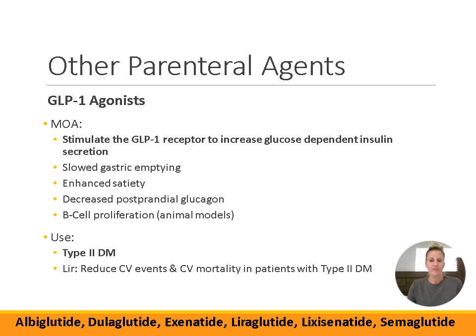Another class of parenteral agents that can be used in diabetes, specifically in type 2 diabetes, are the GLP-1 agonists. GLP-1 or GLP stands for glucagon-like peptide. So glucagon-like peptide 1 agonists. The drugs are written down here at the bottom. Exenatide is a common one. Dulaglutide, albiglutide. Notice they all end in tide at the end.